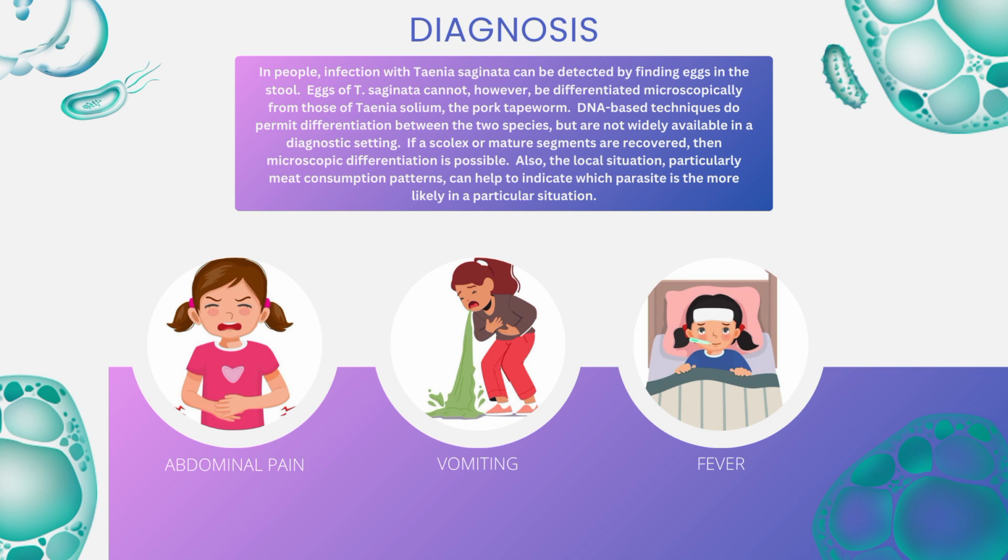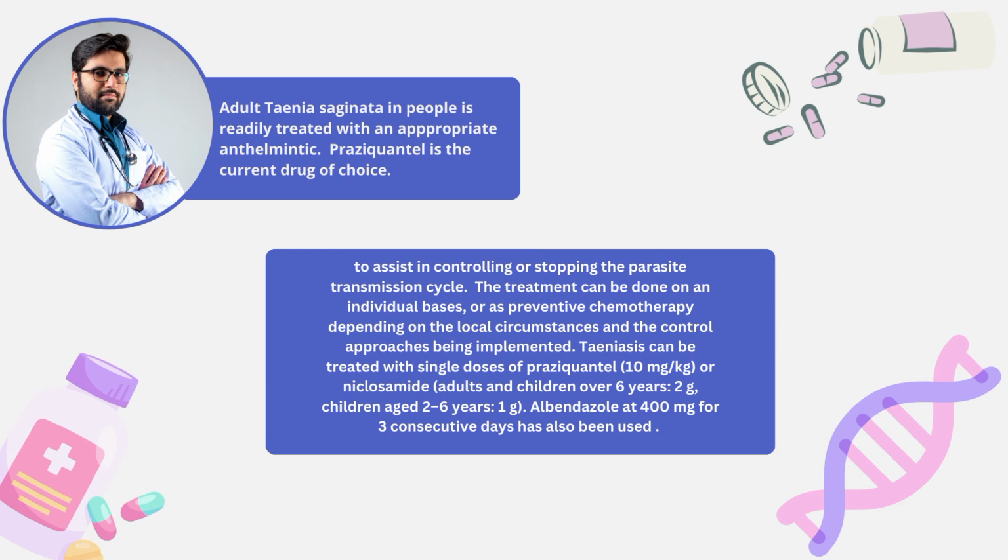Adult Taenia saginata in people is readily treated with an appropriate anthelmintic. Praziquantel is the current drug of choice. To assist in controlling or stopping the parasite transmission cycle, the treatment can be done on an individual basis or as preventive chemotherapy, depending on the local circumstances and the control approaches being implemented.